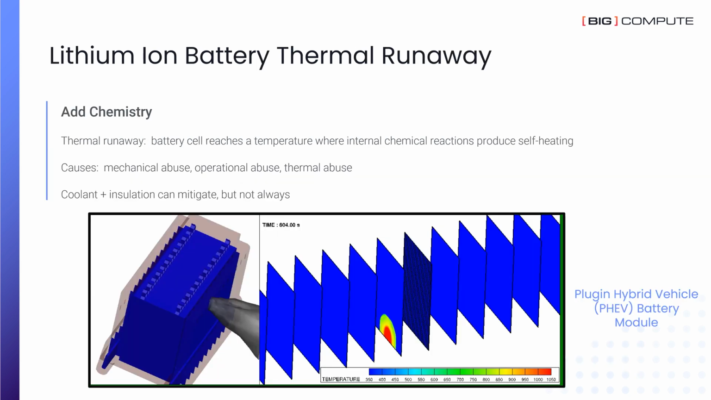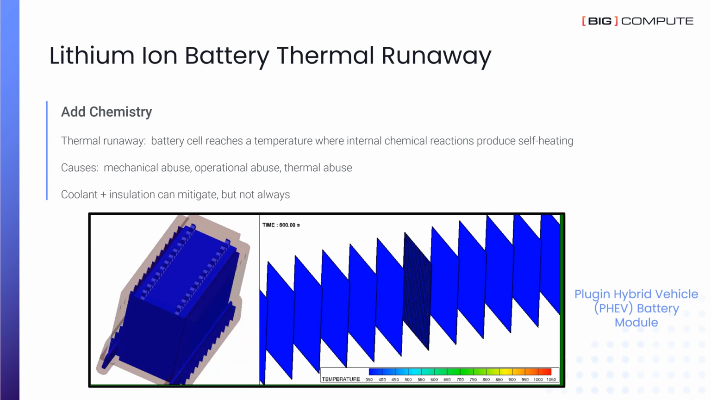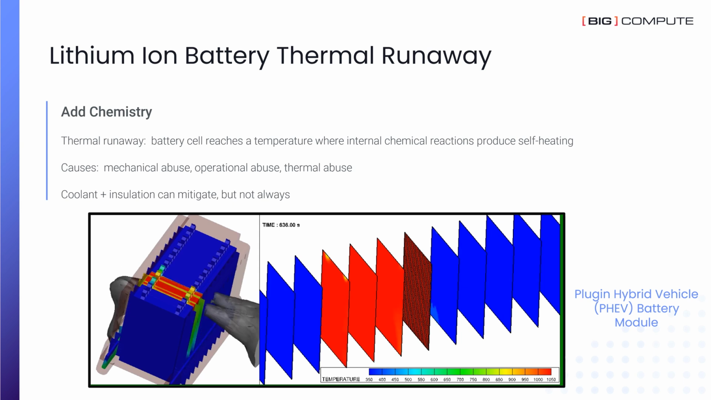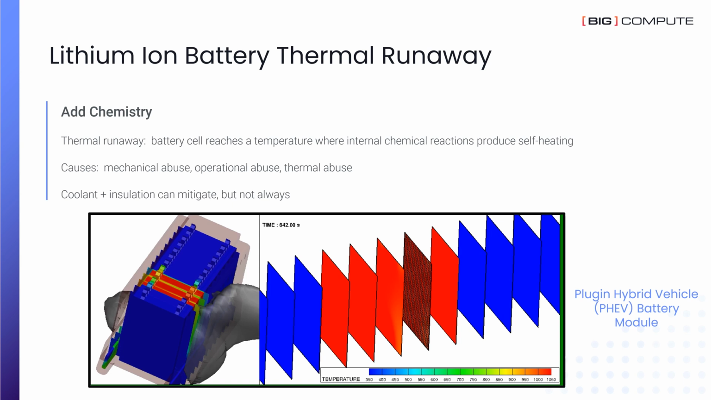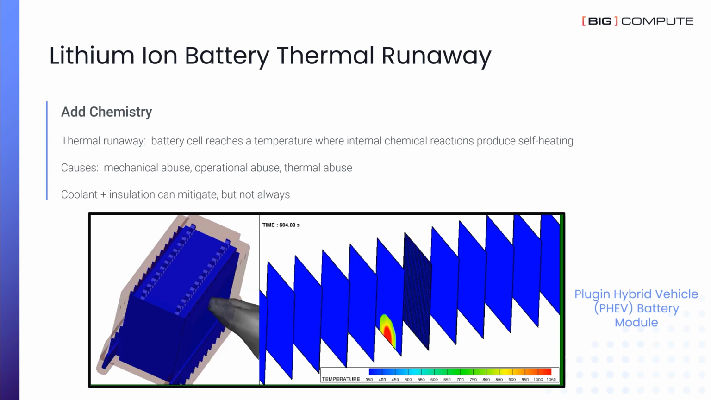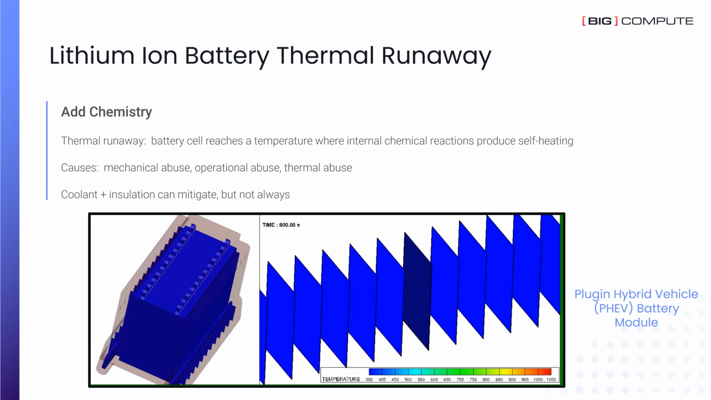So lithium-ion batteries undergo something known as thermal runaway, and this is a result of adding chemistry to the problem. When the battery reaches a certain temperature, internal chemical reactions will produce self-heating, and at that point, you can't shut it down. And this may be due to mechanical abuse, meaning a nail penetration event, operational abuse, maybe it was being cycled, charged and discharged too quickly, or maybe even thermal abuse, it's just too hot. And we can try and mitigate this with coolant and insulation, but under certain conditions, once it reaches that sort of temperature threshold, there's not much you can do.